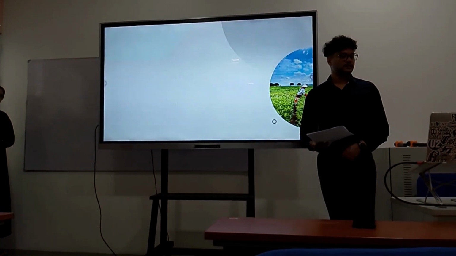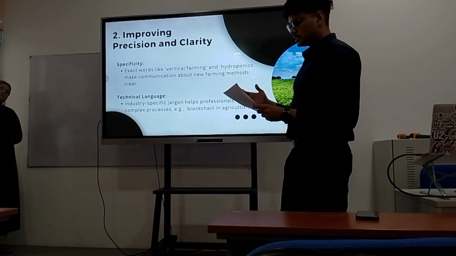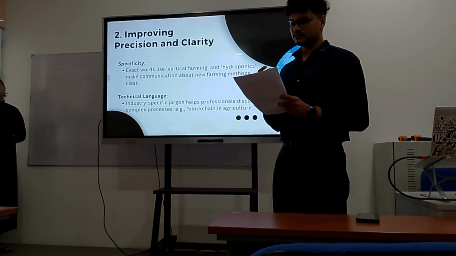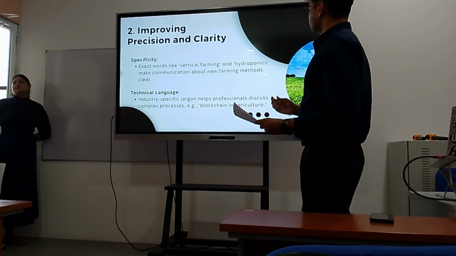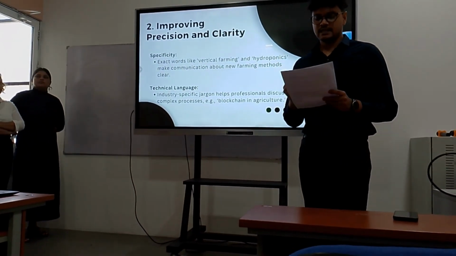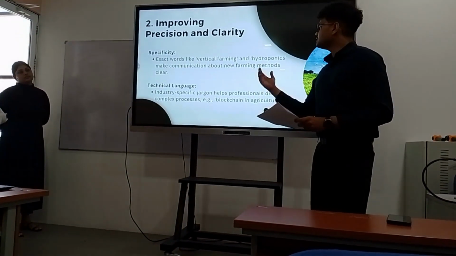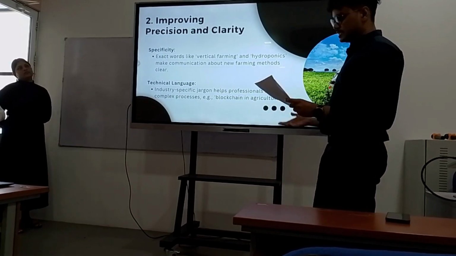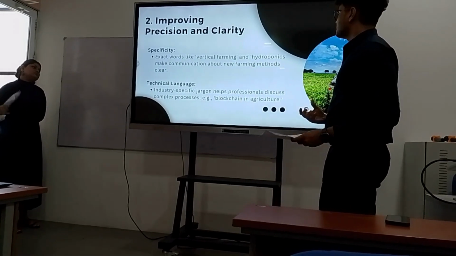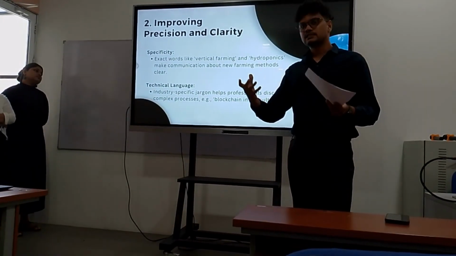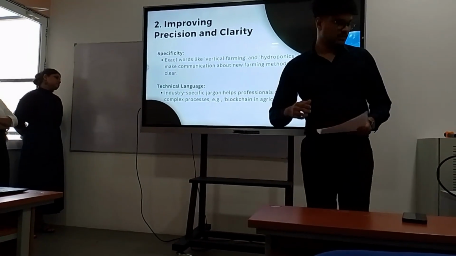And my second point is improving precision and clarity. When we talk about specificity, using exact words like vertical farming and hydroponics makes communication about new farming methods clear, reducing misunderstanding and helping collaboration. And when it comes to technical language, industry specific jargons help professionals talk about complex processes better. It makes it easier to process complex stuff in a better way without any problems.